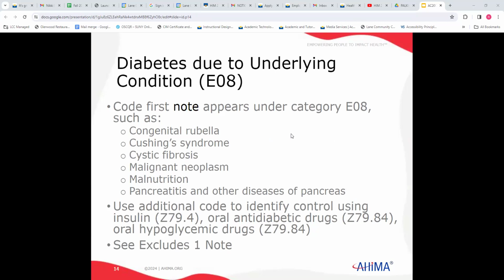When we have diabetes that is due to an underlying condition, such as some of the things we see here in this set of bullet points, the rubella, Cushing syndrome, cystic fibrosis, malignant neoplasm, and others, we would code that first. So these things would come first, followed by the E08. Code first means that's what comes first. Then again, if they're being controlled with insulin, anti-diabetic drugs, oral hypoglycemic drugs, we would use something from the Z79 code category. There are some important excludes notes in this. So again, another example of why we always want to validate with the tabular.